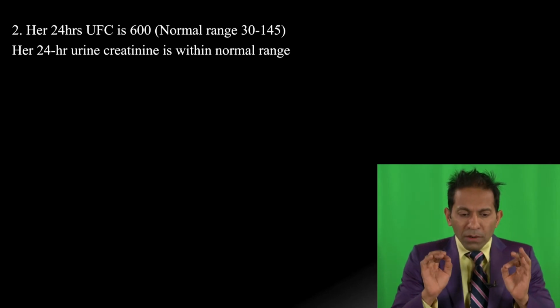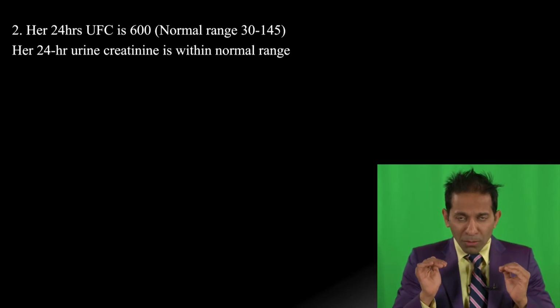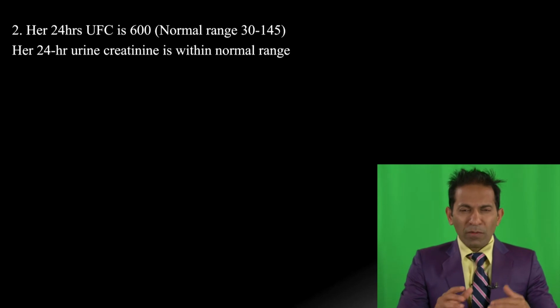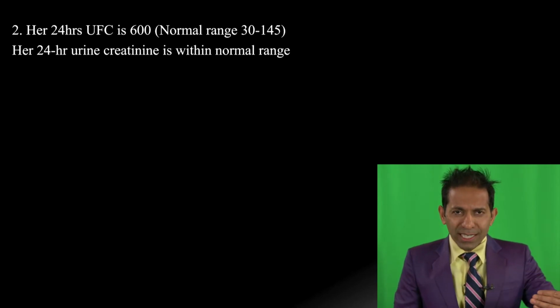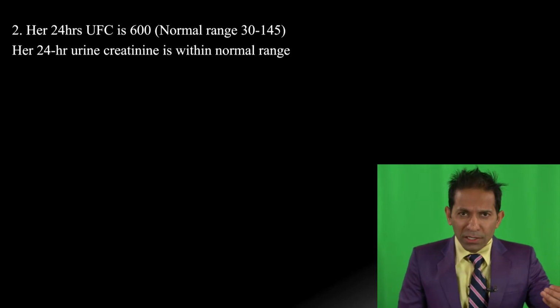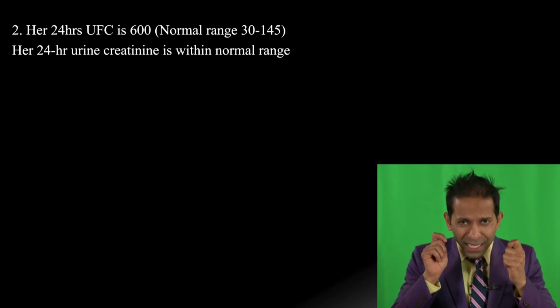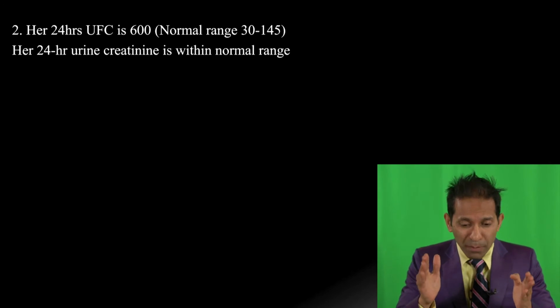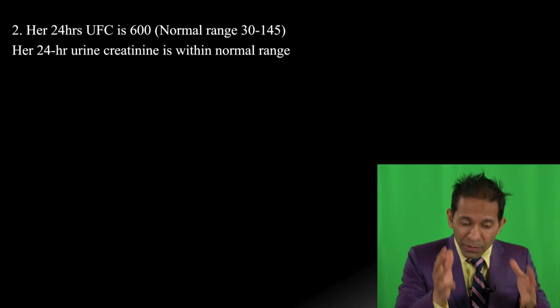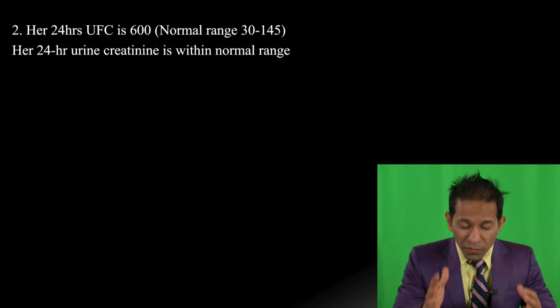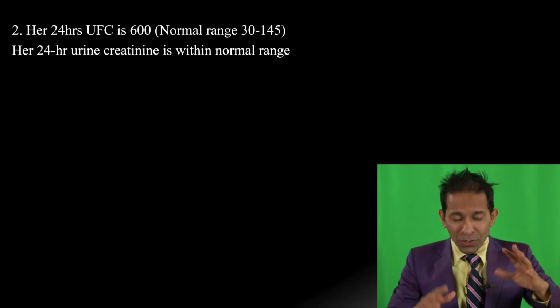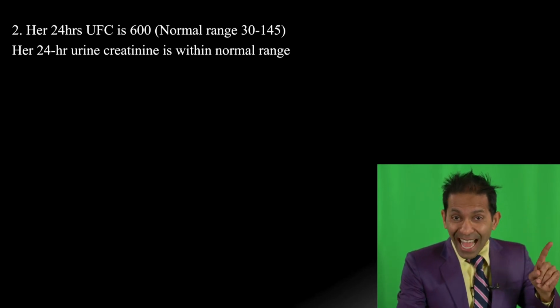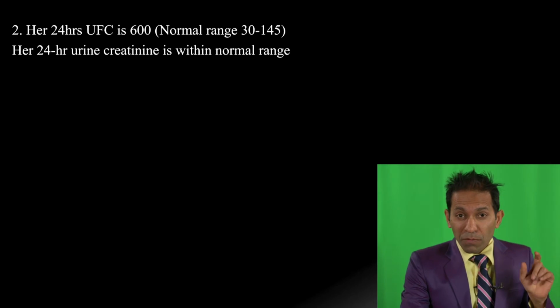Her 24-hour urine creatinine is within normal range. So this is very, very important. Whenever you order a 24-hour urine test, you should always order creatinine to check the diagnostic accuracy, to make sure the patient has collected an adequate sample. So this patient has collected an adequate sample. Her urine free cortisol level is 4 times the upper limit. So this test is positive, and she has clinical features of Cushing syndrome.